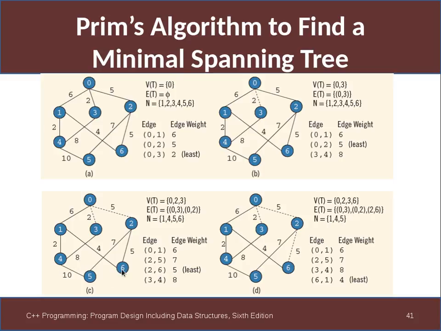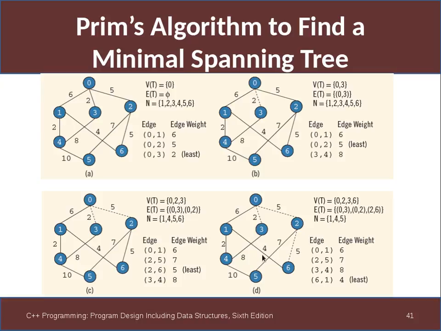So we're going to add that edge. So we add 6 up here. We add the edge from 2 to 6. We still need to go to 1, 4, and 5. So here's our new graph. 0 to 1 is weight of 6. Let's see, 2 to 5, weight of 7. 3 to 4, weight of 8. And 6 to 1 is weight of 4.